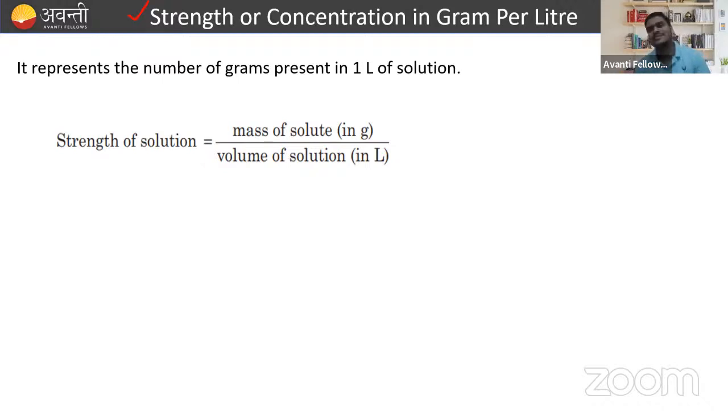So this is also known as the strength of the solution, or we say concentration in gram per liter. That is the amount of solute present, in grams, in 1 liter of the solution. So the amount of solute that is present in 1 liter of the solution is known as gram per liter, or we say strength of the solution, right? It represents the number of grams present in 1 liter of the solution, and this is the formula for calculating the concentration in gram per liter, or we say strength, right?